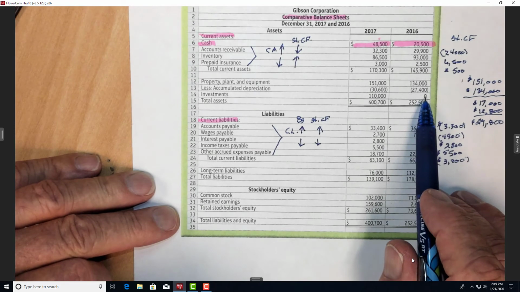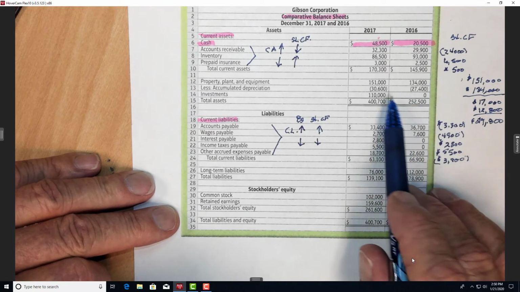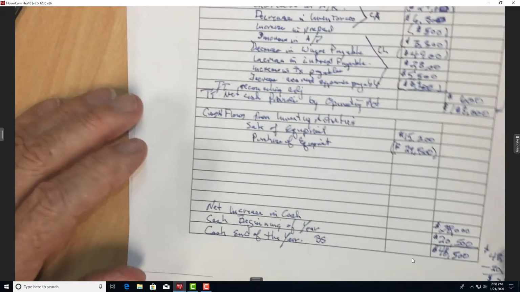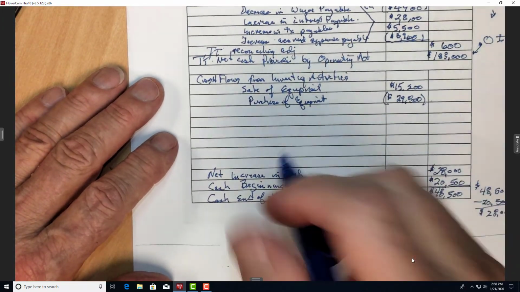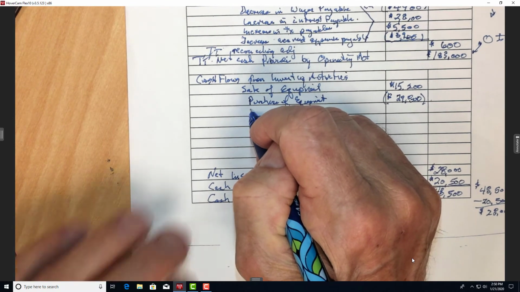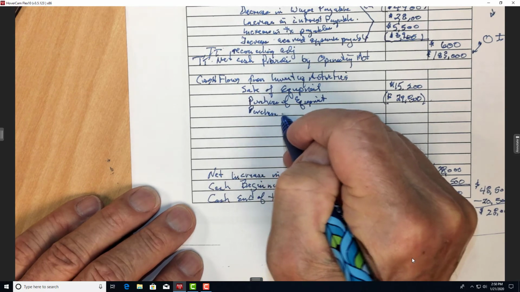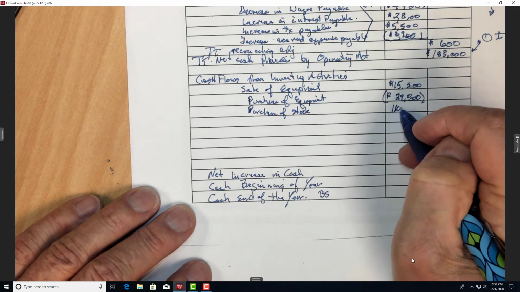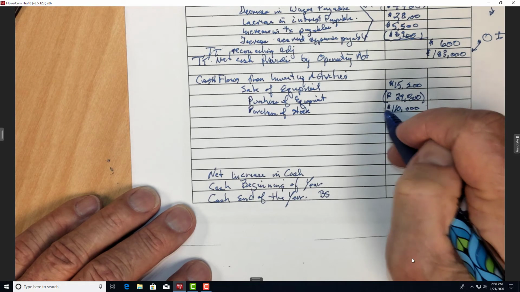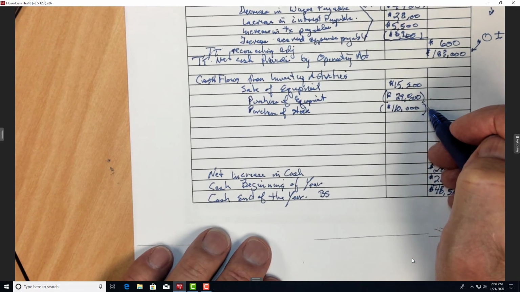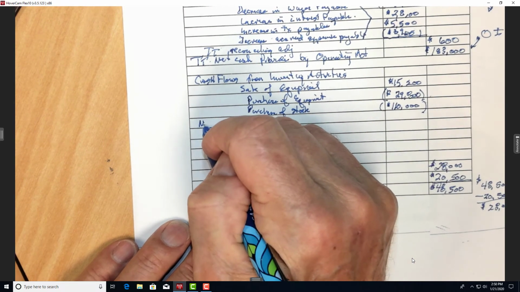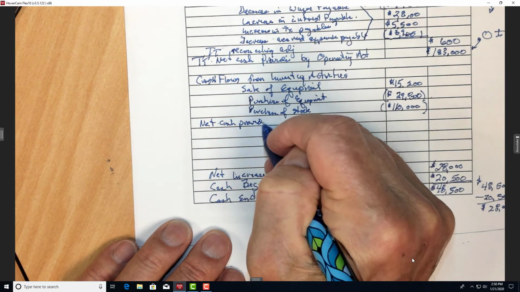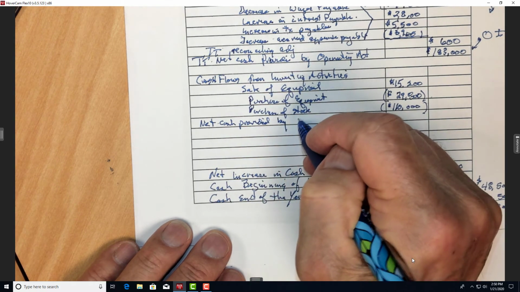Then the last thing we have to do with investing is the purchase of stock investment. So we have to go back to the balance sheet and we look at investments. Investments, you can see in the previous year was zero, and it grew by $110,000. So that means they purchased investments in stock of $110,000. So we have to put the purchase of stock, right? So that on the balance sheet of $110,000, because they purchased it, it's a cash flow out.